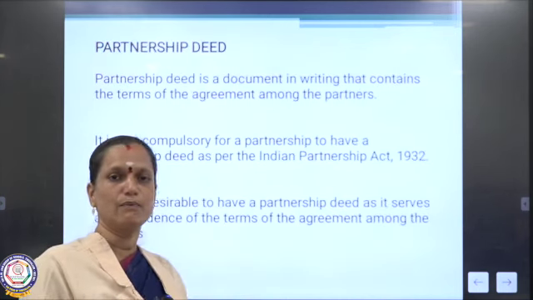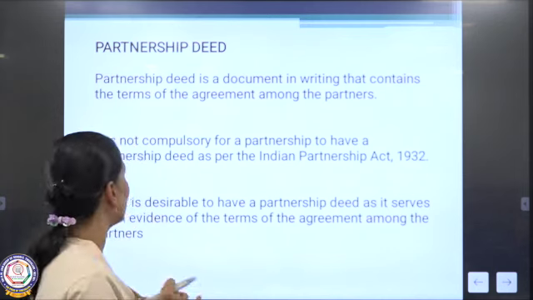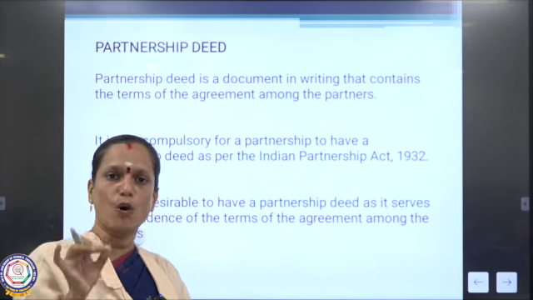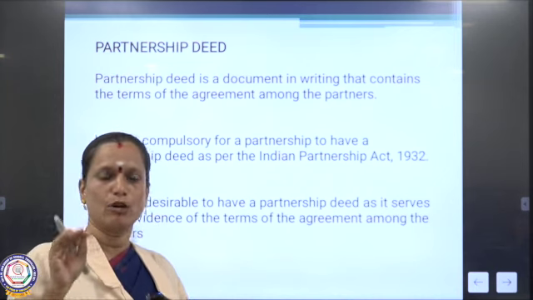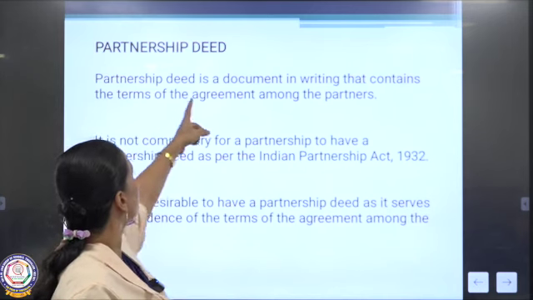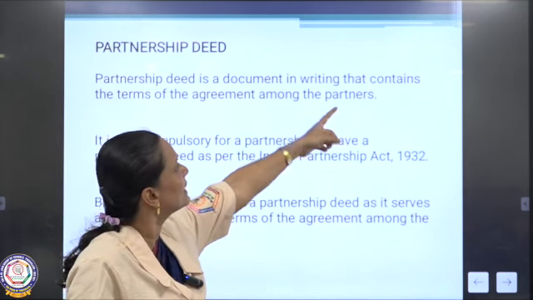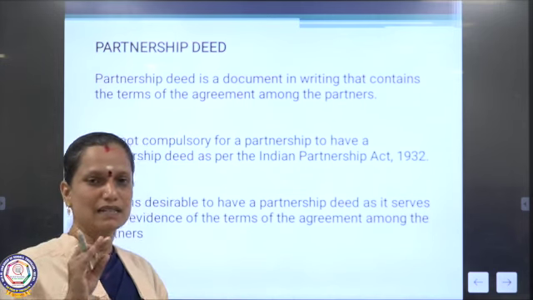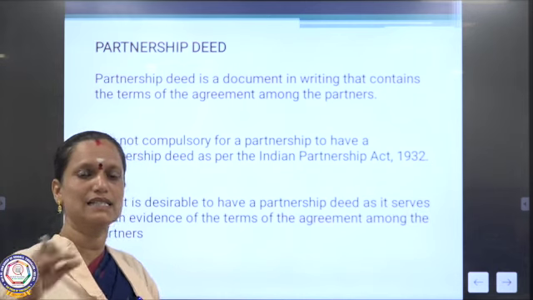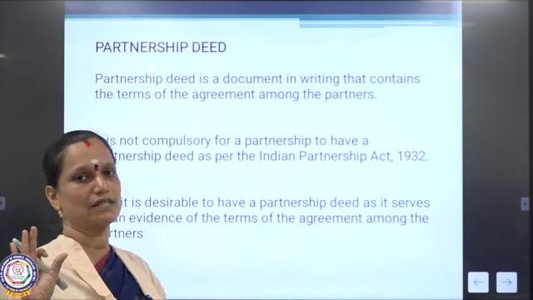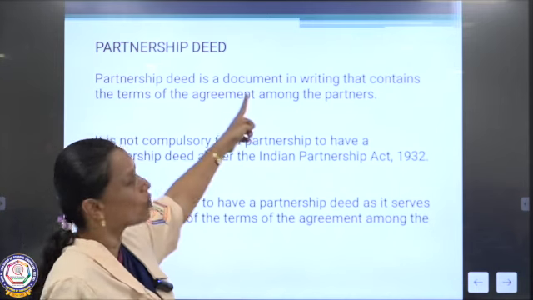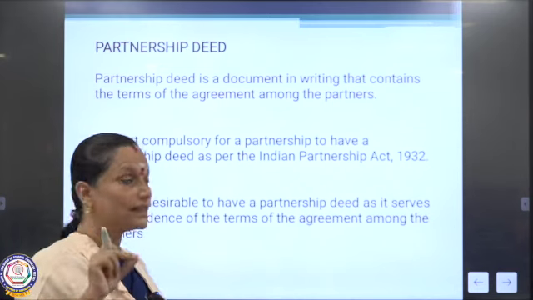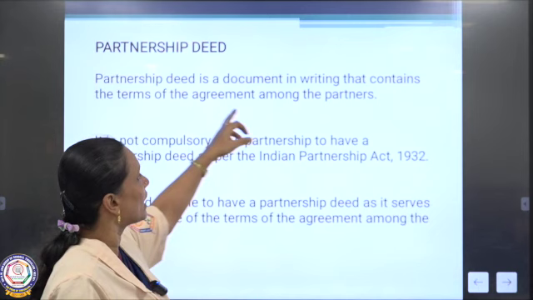And then, very important, the partnership deed. The partnership deed is an agreement. It is very important to avoid misunderstanding in future among the partners. The partnership deed is a document in writing that contains the terms of the agreement among the partners. Already I said a written agreement makes it easy to avoid misunderstanding. The agreement is a document, like a house document, a document in writing that contains the terms of agreement among the partners.